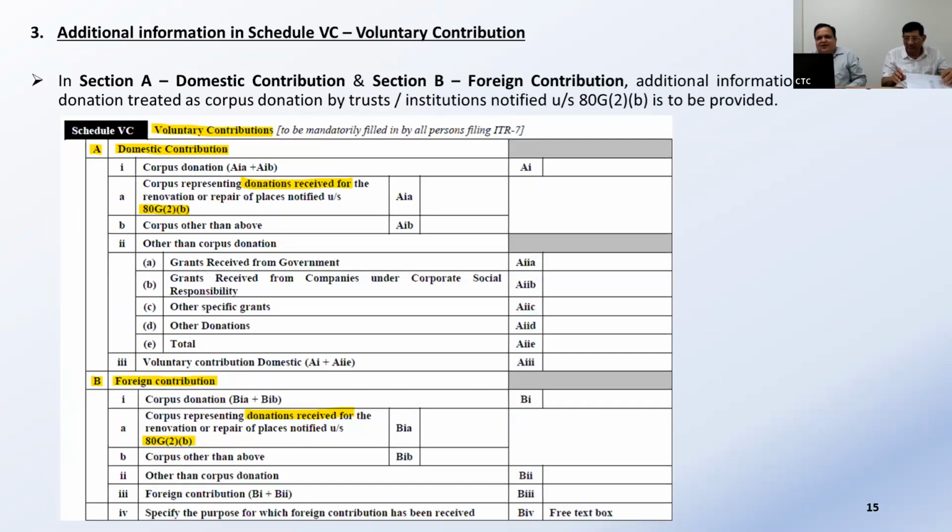We need to move fast. Okay. Additional information again, domestic contribution and foreign contribution. Again, that information is asked for further compilation. Nothing much to cover in this.